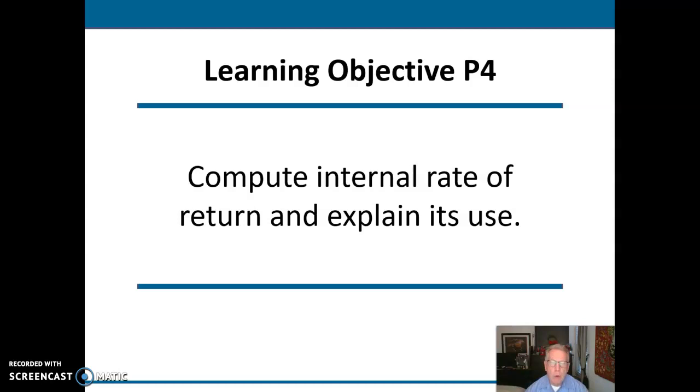Okay, internal rate of return. This is the other one that I believe is very useful in evaluating projects. To be honest with you, I use simple payback. I use profitability index. I should say net present value and internal rate of return.